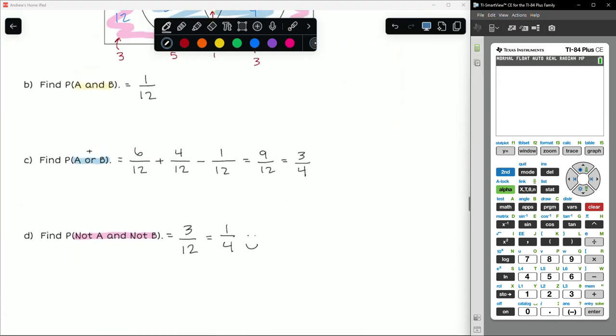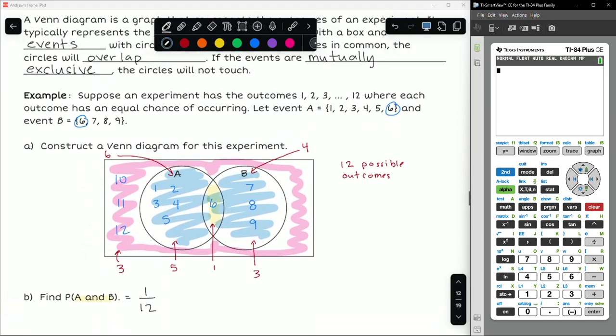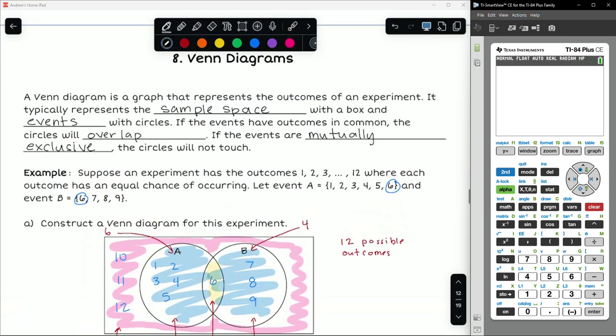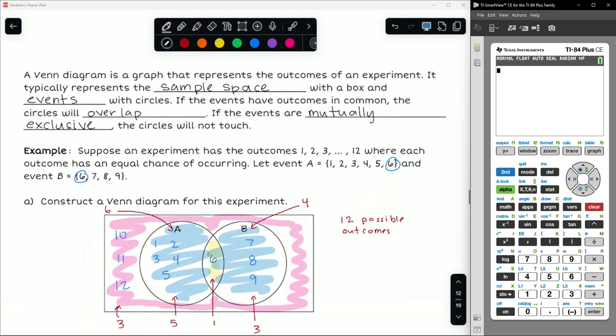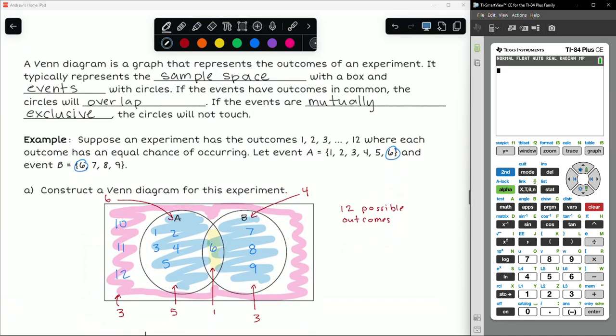So that's how, or some of how, we use Venn diagrams to help us solve probability problems. They're great at organizing situations where we have a complex series of events. I like them because I'm a very visual learner.